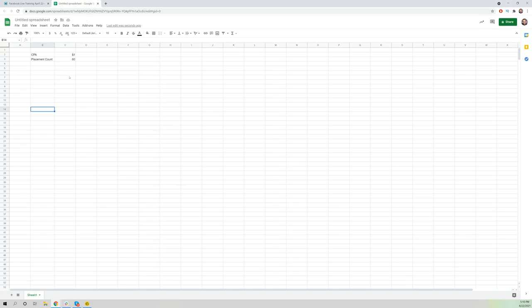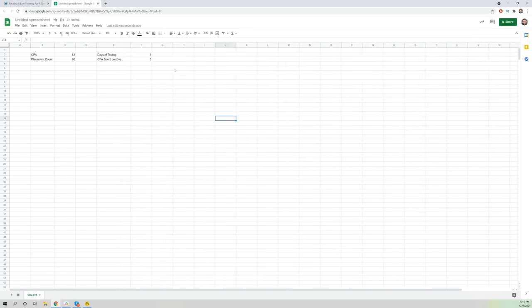All right, so how do we calculate our testing budget? First of all, we have 3 days. So I'm going to put this right here. Days of testing is 3, right? And how much times the CPA do we spend per day? That's also 3. So CPA spent per day is also 3. All right. Knowing all these metrics, we can calculate the testing budget.